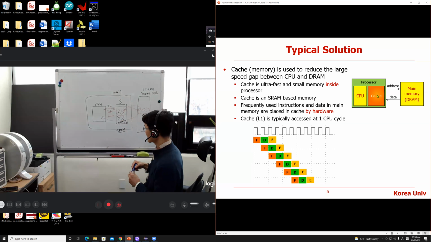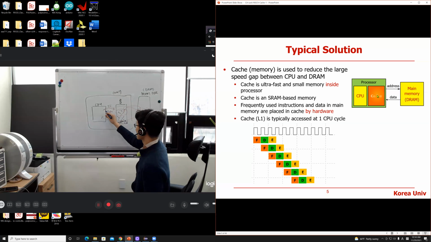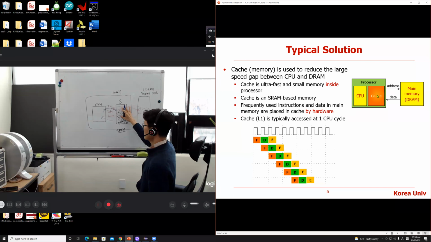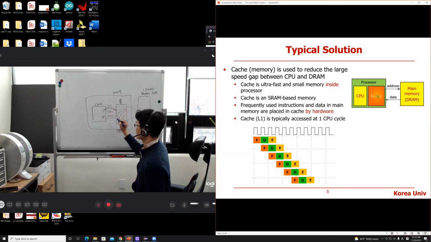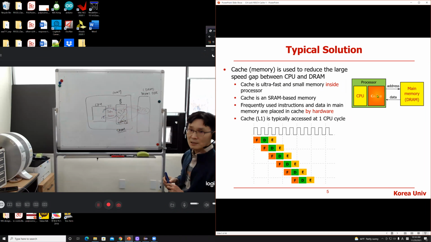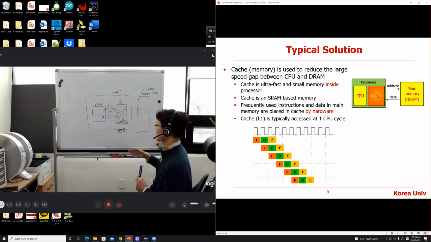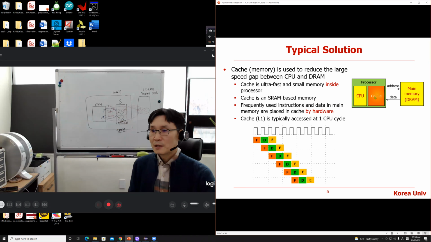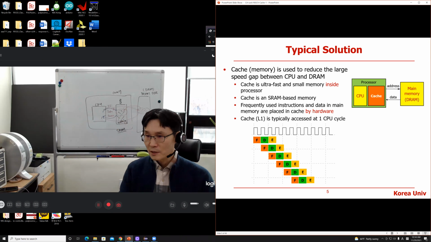Then next time the CPU requests the same information, the CPU does not have to access this slow memory. Cache is able to provide that information to the CPU directly because it is caching, it is storing that information. Okay, that is the big picture. Small, ultra fast memory.